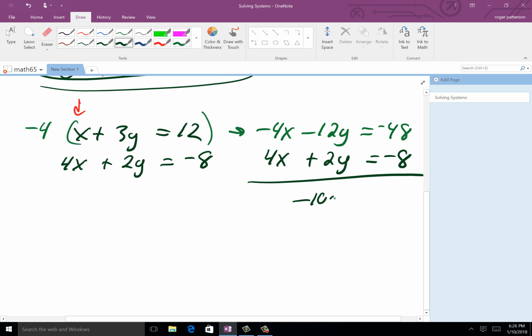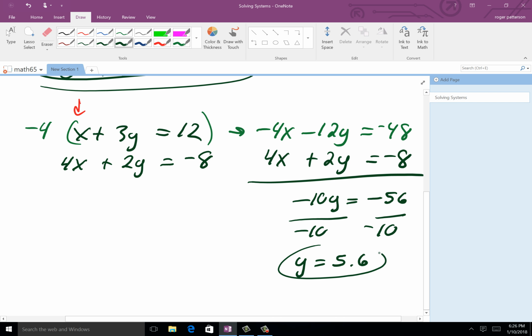I get a -12y here, and I get a -56 here. Remember, I told you a lot of times none of my things work out very well. Here's another good example of that. It's not bad though, because we're only dividing by 10. So we get y is 5.6. All right. So that's the idea behind elimination.